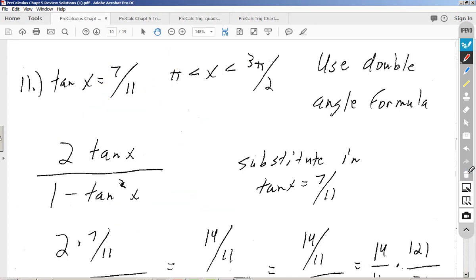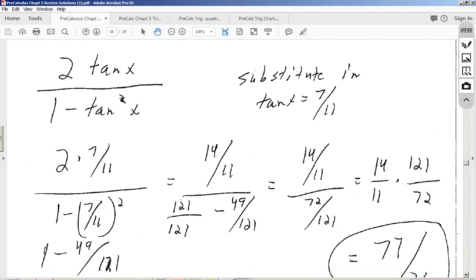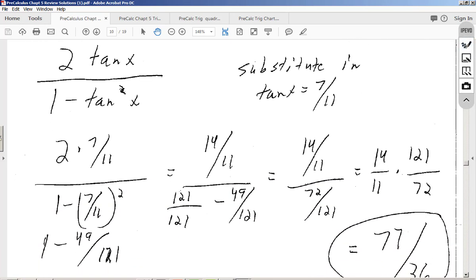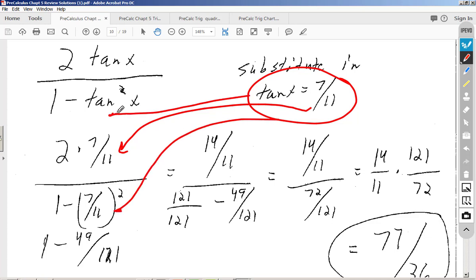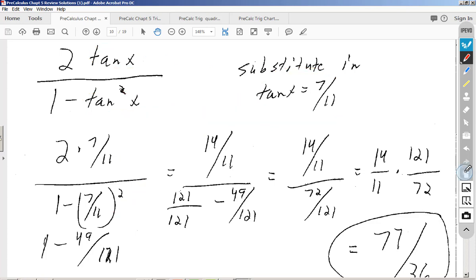And tangent in our third quadrant is positive. So notice it is positive, so I don't have to worry about positives or negatives. This is actually just a substitution problem. Let me scroll on down here, and I'll show you how we substitute in that tangent of x equals 7/11. Just substitute in right here and right here into your formula. We're just taking the place of the tangent of x. Notice the tangent of x is completely gone. Now we just have to solve our remaining equation.